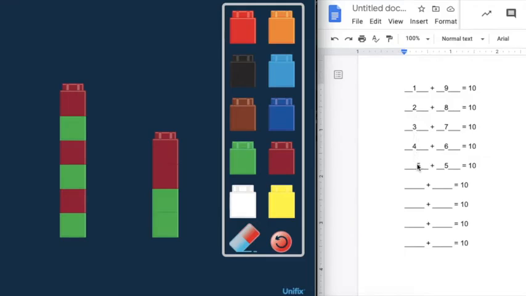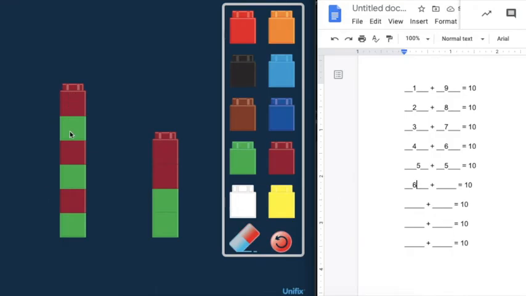1, 2, 3, 4, 5. And if you go down vertically here, you see 9, 8, 7, 6, 5. If we were to continue this pattern vertically, what would come next? 1, 2, 3, 4, 5, 6.